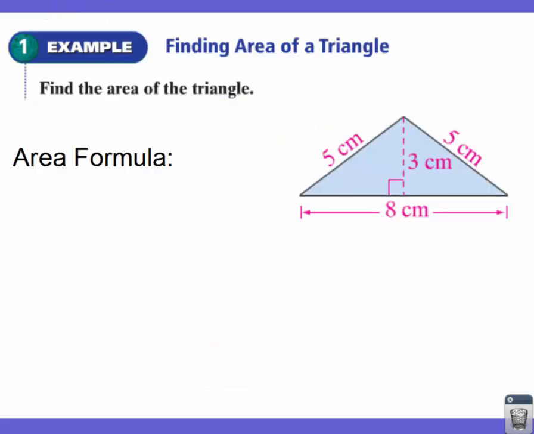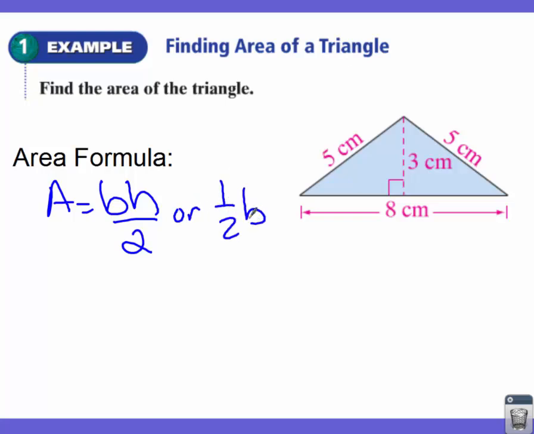Let's go to a triangle. Now a triangle is just half of a rectangle. If I were to extend these lines up like that, you would notice that that is a rectangle. A triangle is just half of that. So the formula that we use for a triangle is A is equal to base times height divided by 2. Or what you'll see on your formula chart is 1/2 base times height. They mean the same thing.